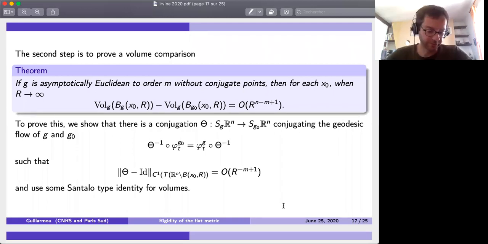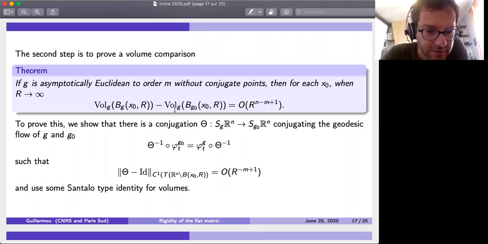Okay, so now the second step is to get a volume estimate and volume comparison. What we show is that if you have an asymptotically Euclidean metric with no conjugate points, as I said, it has the same scattering map as the Euclidean space. And then we can show that for each point x0, if you look at the volume of the ball for G of radius big R centered at x0, and you compare it to the Euclidean volume.